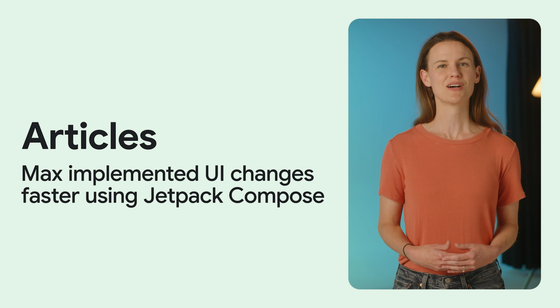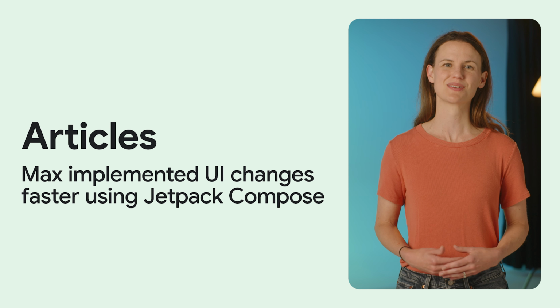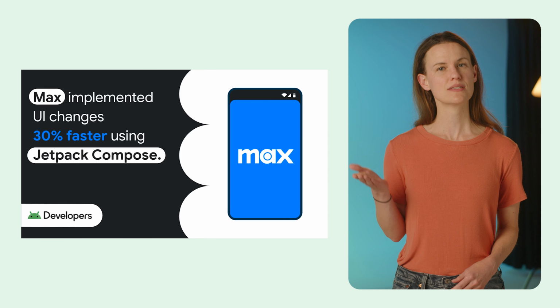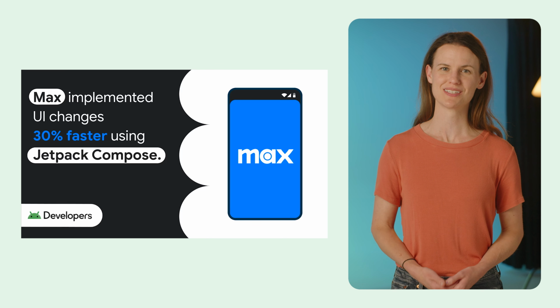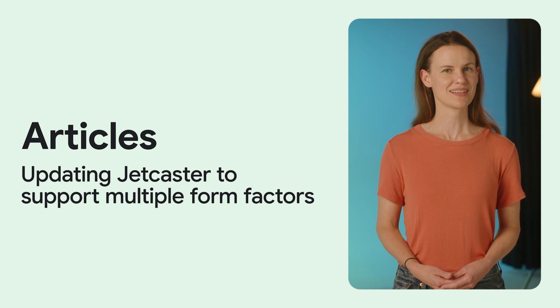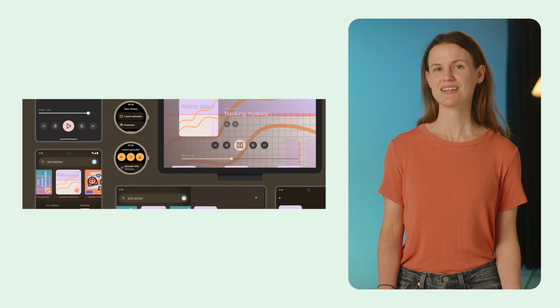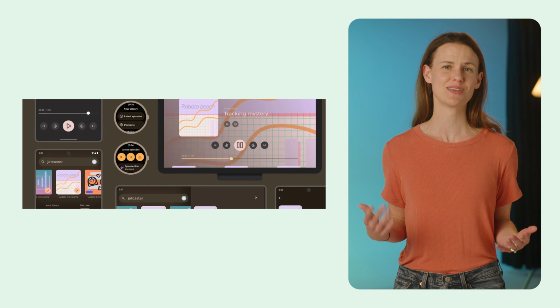Over in Articles, Tomasz discusses how Macs implemented UI changes 30% faster with Jetpack Compose by reducing boilerplate code, increasing the reusability of UI elements, and boosting overall developer productivity. Chris discusses how the sample Jetcaster app was enhanced to support additional form factors. He emphasizes code sharing with adding support for tablets, desktop, foldables, TV, Wear OS, and widgets.